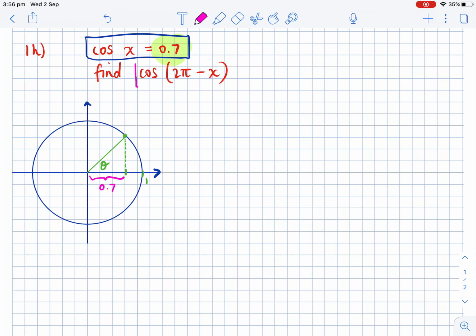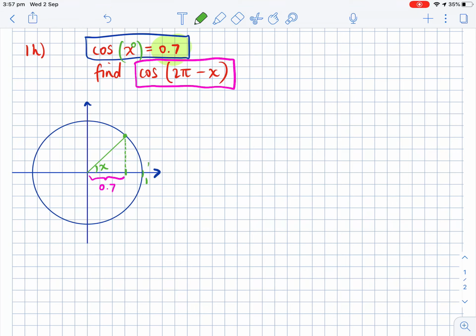Cool. So now let's work out where is 2 pi minus x. Now I just realised I made a mistake. I wrote theta, but my angle is actually x here. Don't confuse the angle x with the x-axis. It's a bit annoying how they do that, but it is what it is. We're going to work with it.